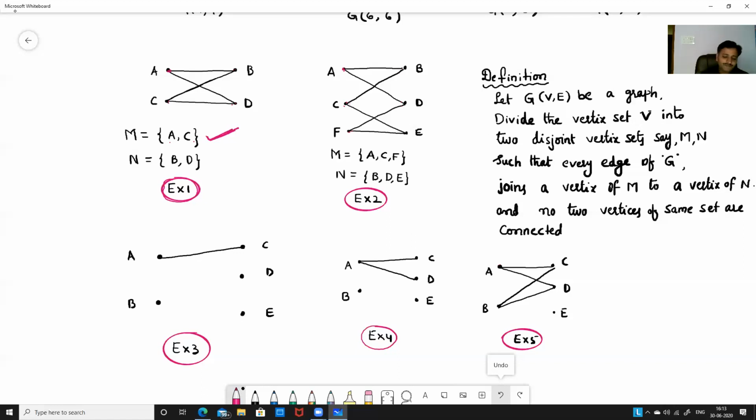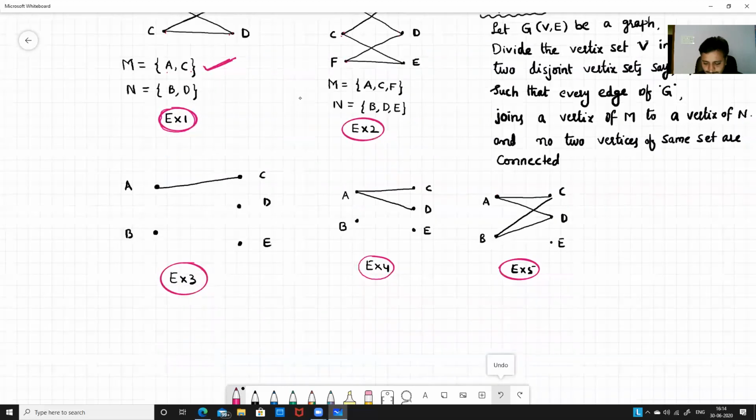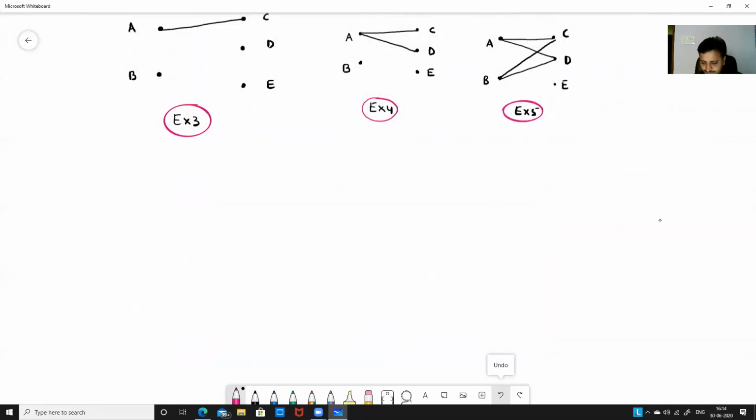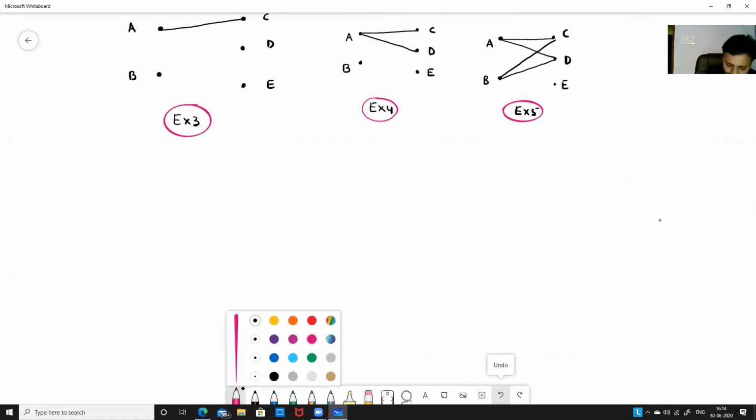Okay. If you observe the first example, every vertex in the set M is connected to every other vertex in the set N. So such a type of bipartite graph is called a complete bipartite graph. So what is the meaning of complete bipartite graph? Every vertex of the set M is connected with every other vertex of the set N. That is called a complete bipartite graph. Let me take one more example to get clarity. First, let me write the definition of complete bipartite graph.